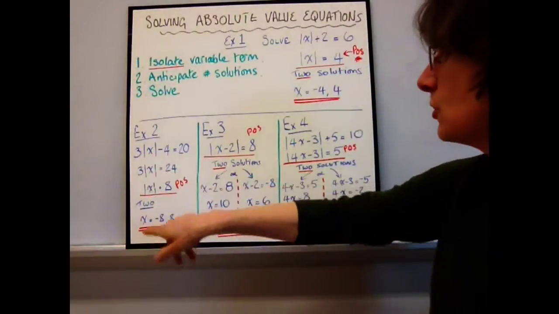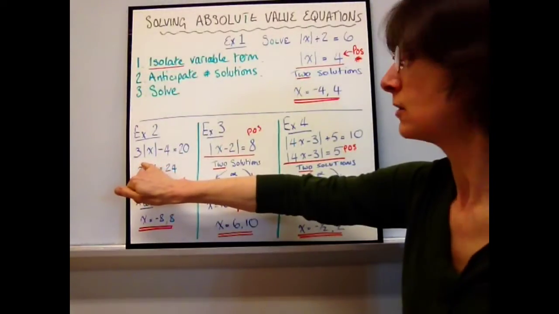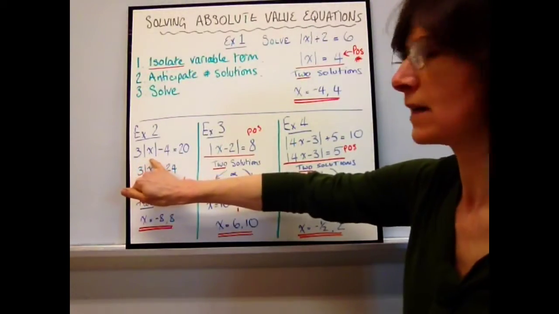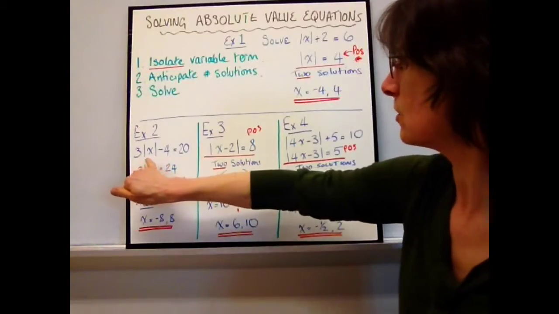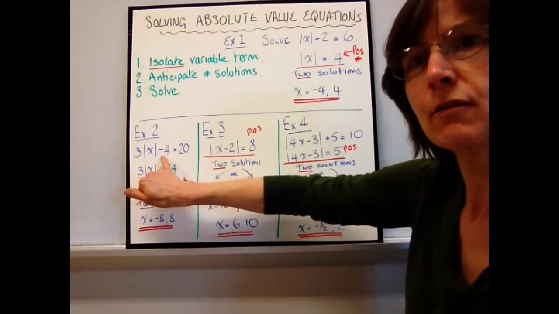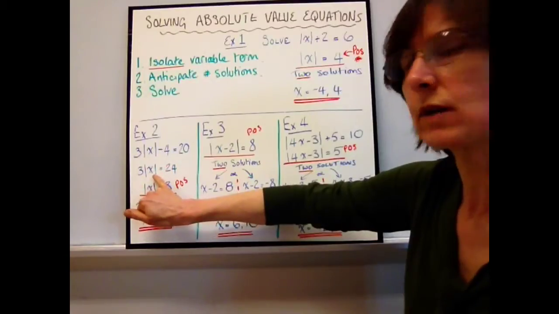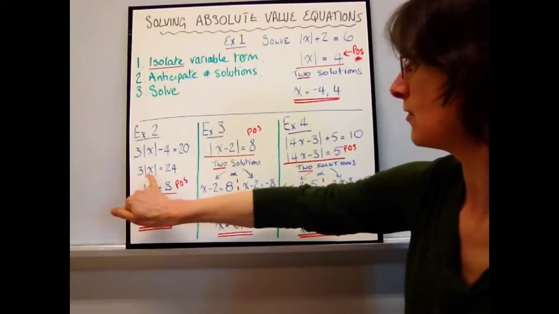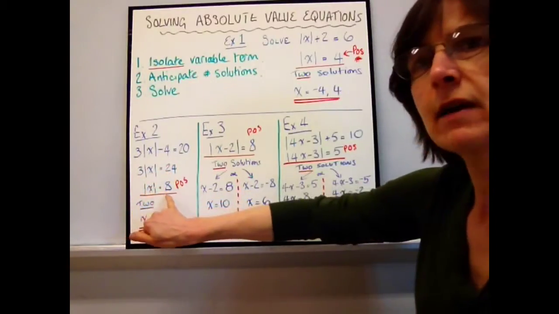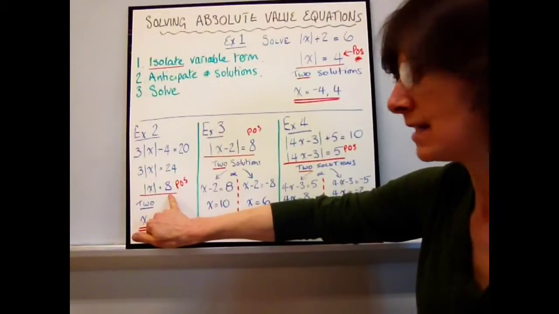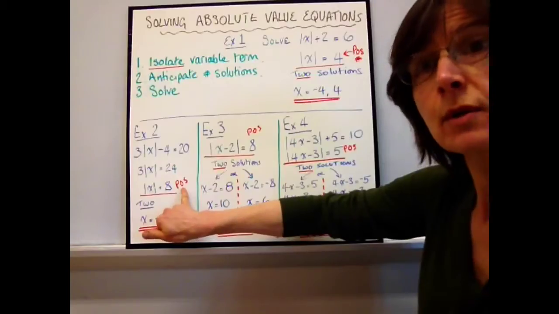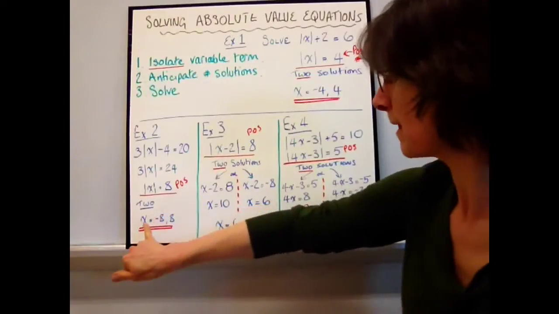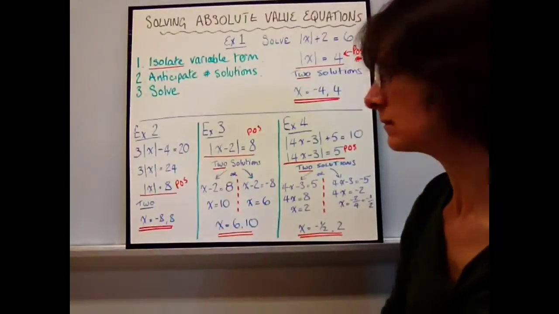Moving on to example 2, slightly more complex. 3 times the absolute value of x minus 4 is equal to 20. Well, to get this term on its own, first of all I'm going to add 4 to both sides, equal to 24. Then I'm going to divide out the 3. The absolute value of x is equal to 8. It's a positive value, so I know I can expect two solutions, and they would be negative 8 and 8.